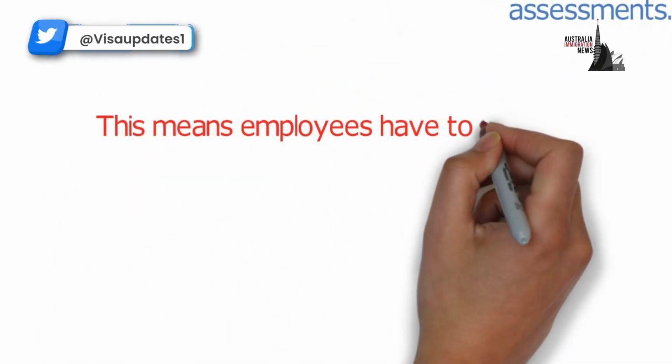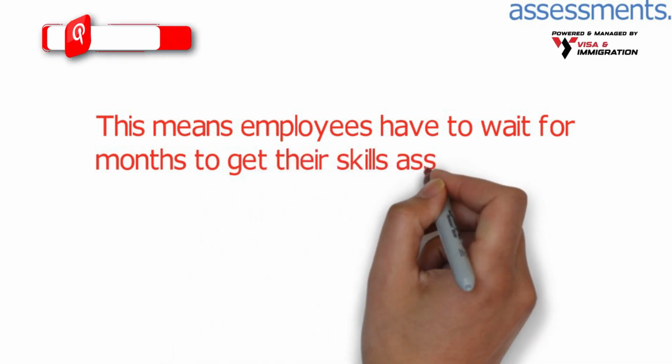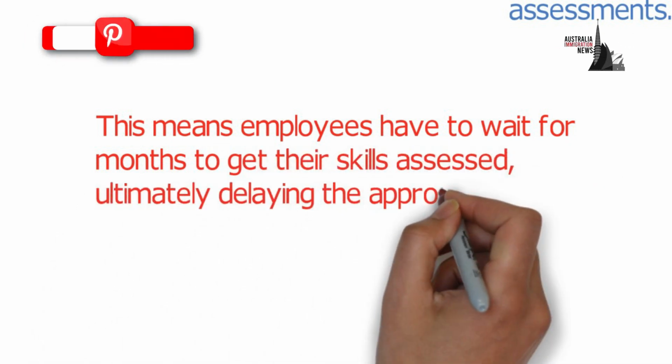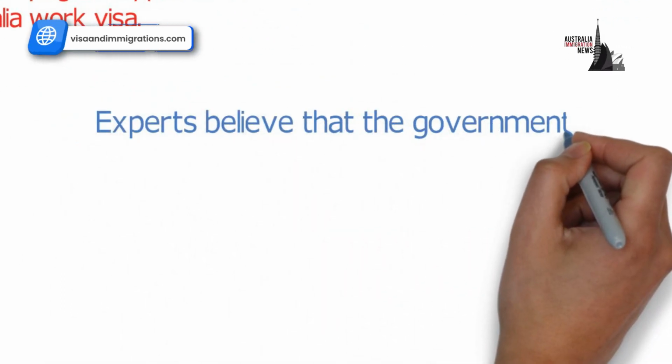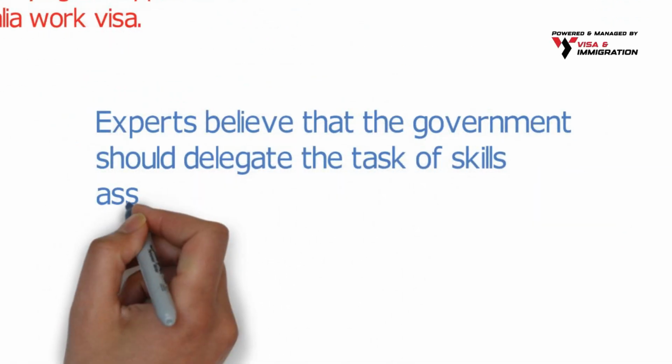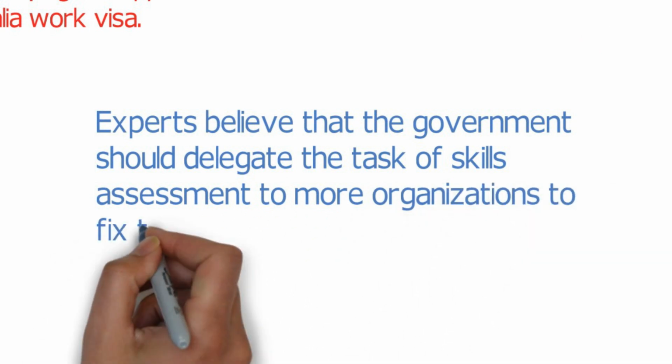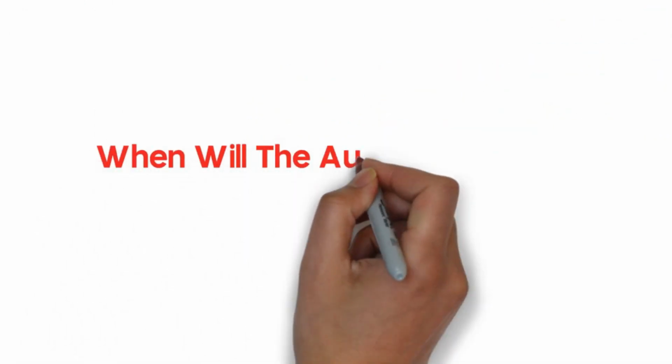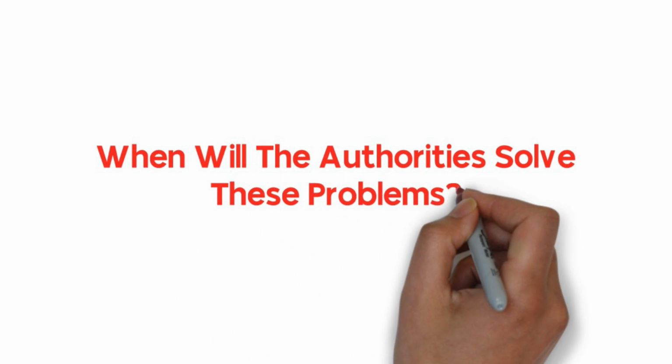This means employees have to wait for months to get their skills assessed, ultimately delaying the approval of their Australia work visa. Experts believe that the government should delegate the task of skills assessment to more organisations to fix this problem. Now, when will the authorities solve these problems?